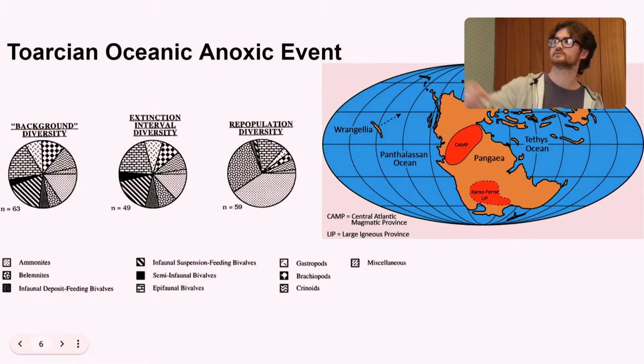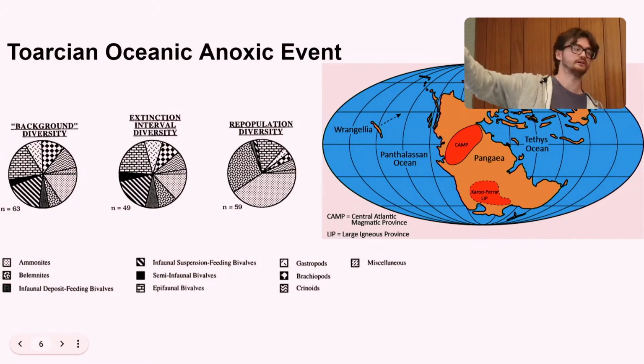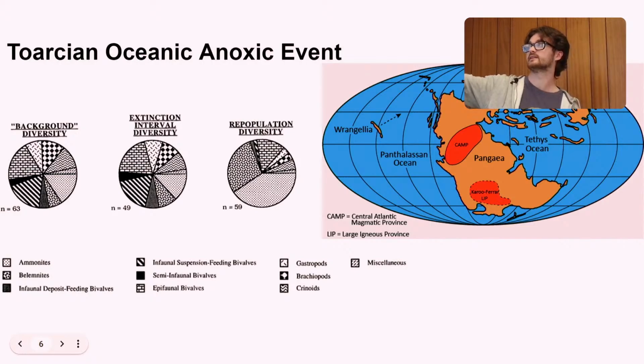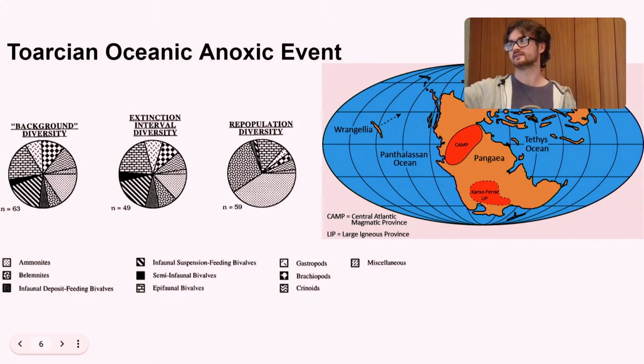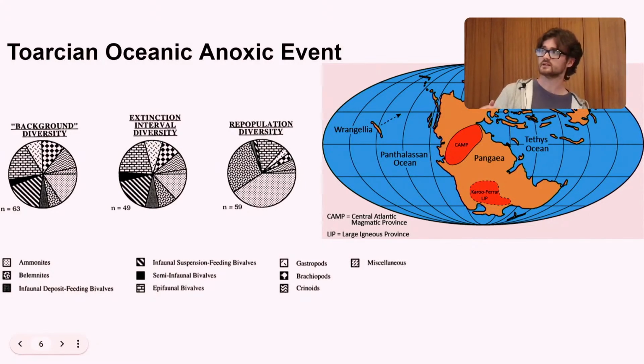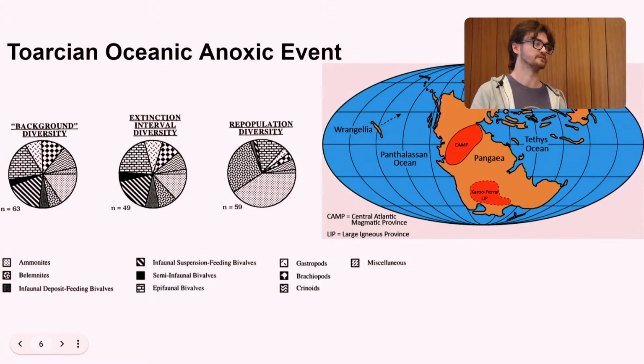So the far pie chart there is the background diversity before the extinction. The middle one is during the extinction, and the last one is after the extinction. And sorry, these are invertebrate diversity. So before the extinction, it's a little hard to see, but ammonites and belemnites, which can swim, make up about a quarter of the diversity, whereas afterwards they make up about 3/4 of the diversity.